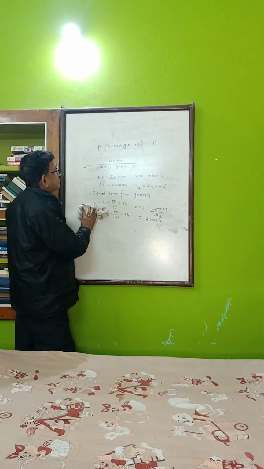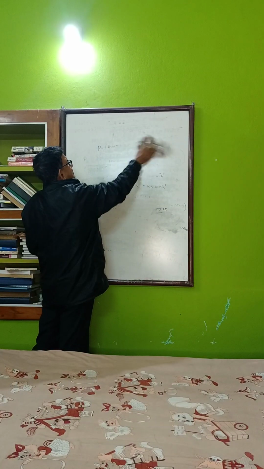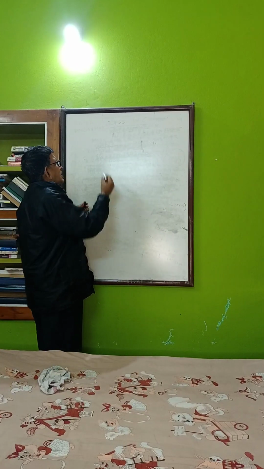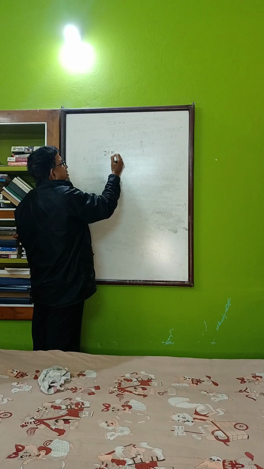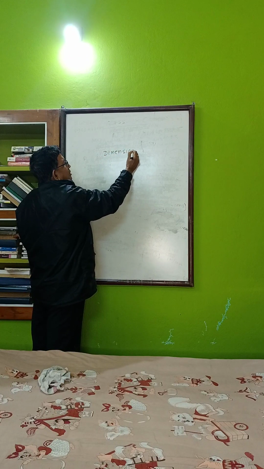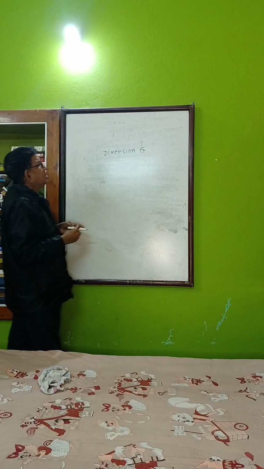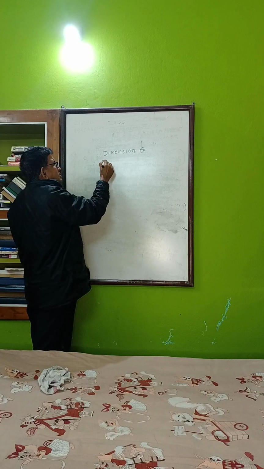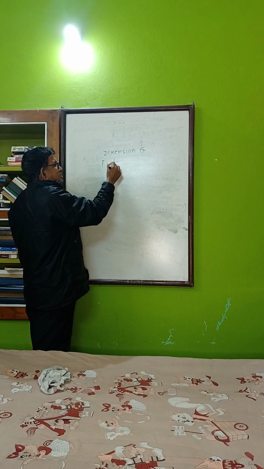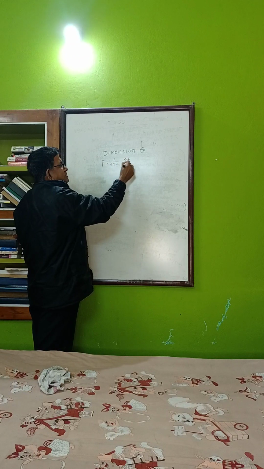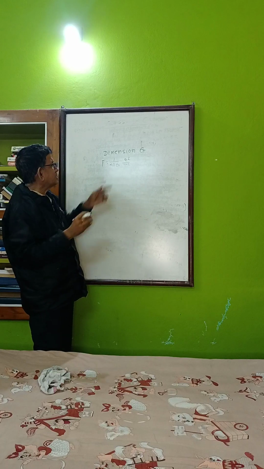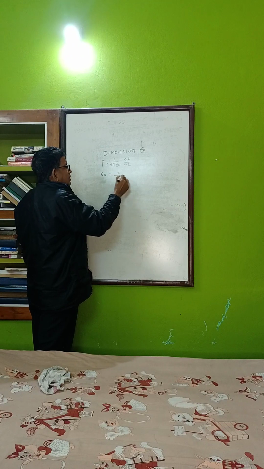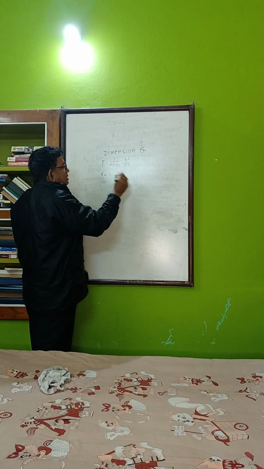Next problem, last problem for your practice. Calculate the dimension of epsilon naught. To determine the dimension of epsilon naught, first consider Coulomb force F equal to 1 by 4 pi epsilon naught times charge square by distance square. In this formula epsilon naught equal to q square by F r square.